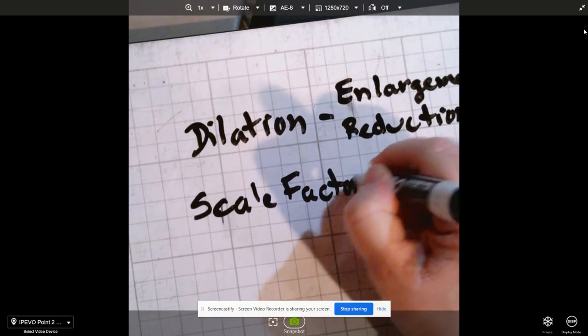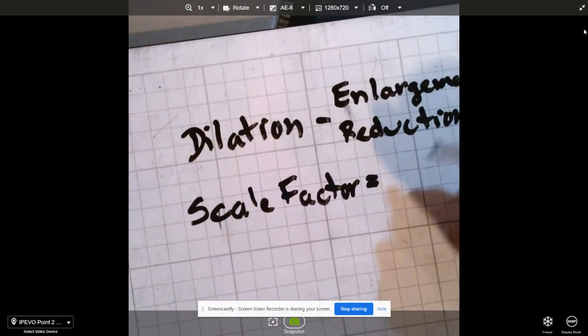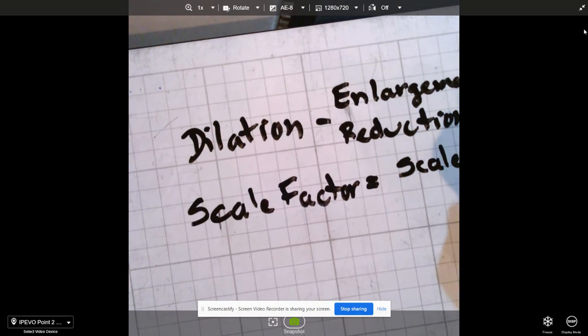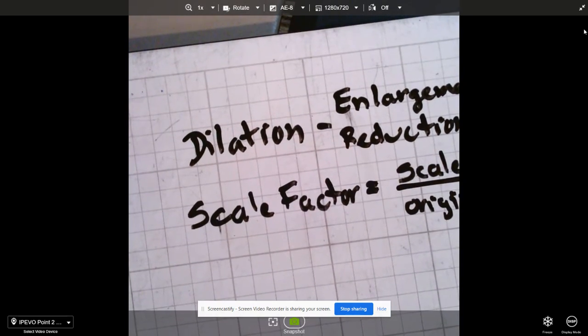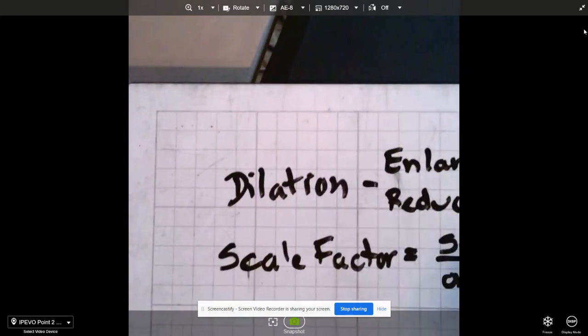And the way you figure out the scale factor is you always take the scaled figure and create a ratio with the original figure. So it's always scaled over the original. Okay? So let's take a look at an example.